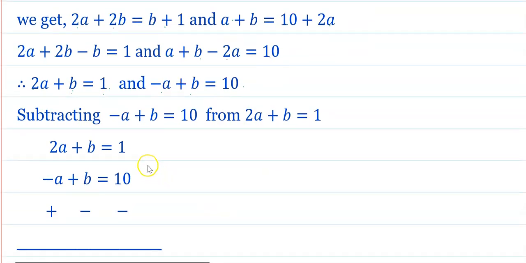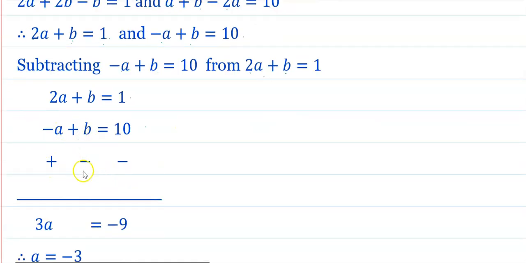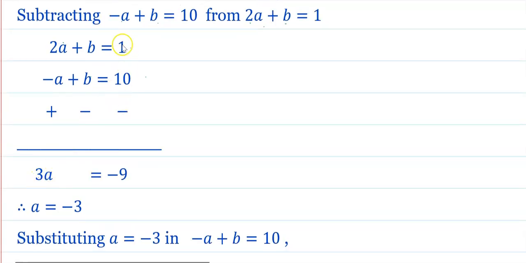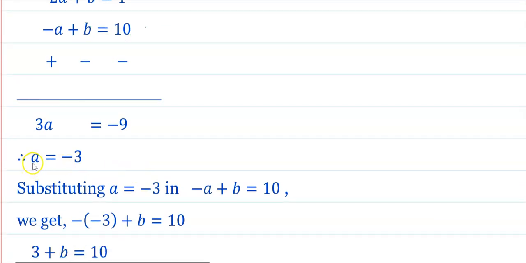Now we will evaluate this, solve the simultaneous equations. What is that first? 2A plus B is equal to 1, this is the first expression. Then minus A plus B is equal to 10. Here we will do subtraction, changing the sign. Now here plus B minus B gets cancelled. 2A plus A, you are getting 3A. 1 minus 10 is minus 9, and hence A is equal to minus 9 upon 3. Therefore, A is equal to minus 3.